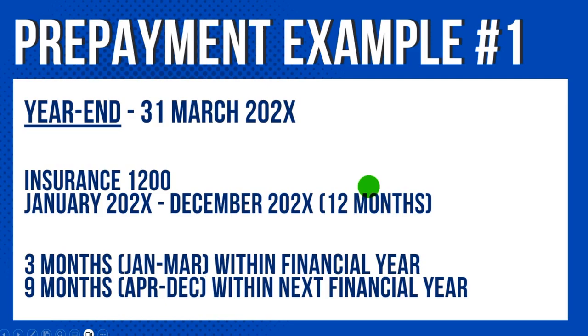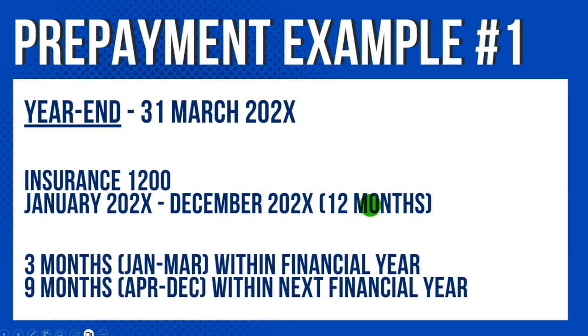It's important you understand this aspect of prepayments, because if you don't understand how to split the prepayments between reporting periods, you're not going to be able to do the prepayment calculation. So the year end is 31st of March, so that'll be 1st of April to 31st of March. The insurance covered January to December, so it overlaps. That insurance cover overlaps 2 financial years: 3 months within the reporting period, and 9 months within the next financial year.